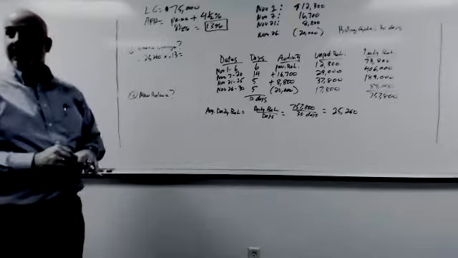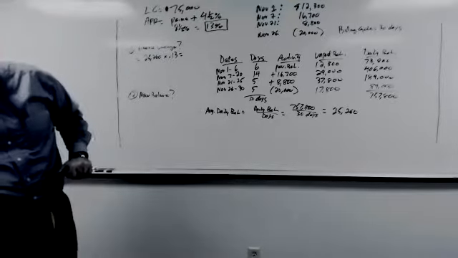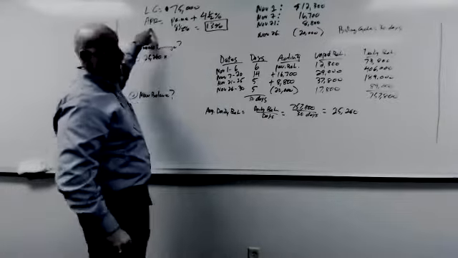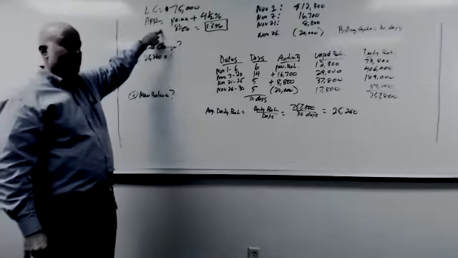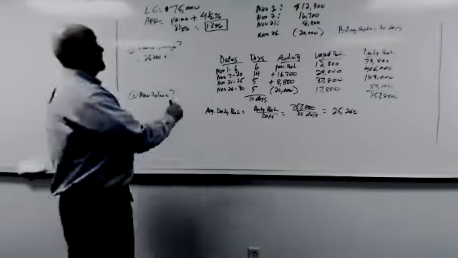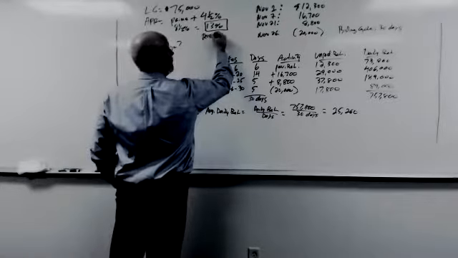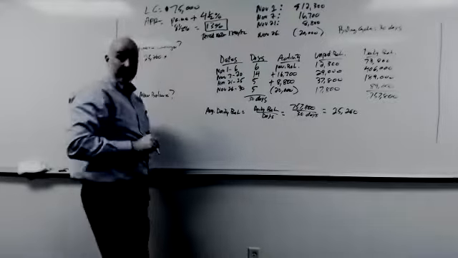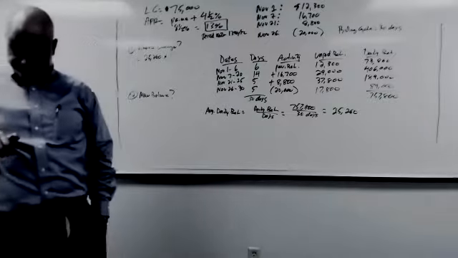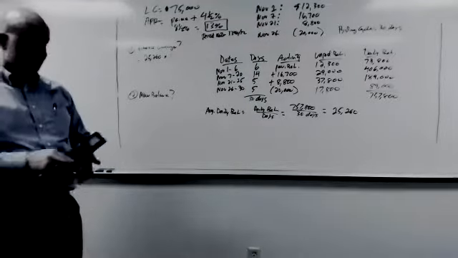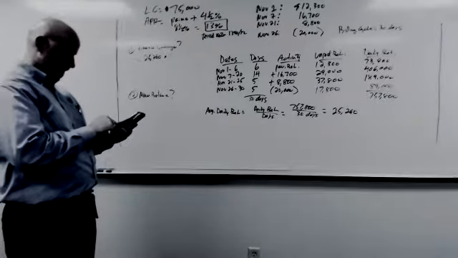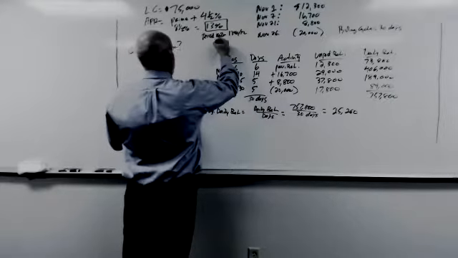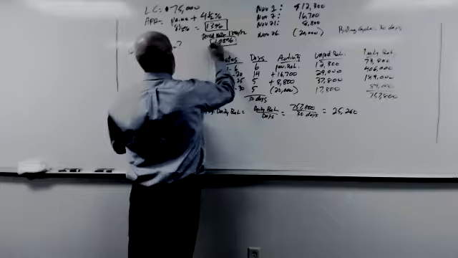We forgot to do something up here. I can't disagree with it. Remember your APR, annual percentage rate. First, we've got to get our periodic rate. We're going to take 13% divided by 12. What does that come up with? 1.08. Yeah.